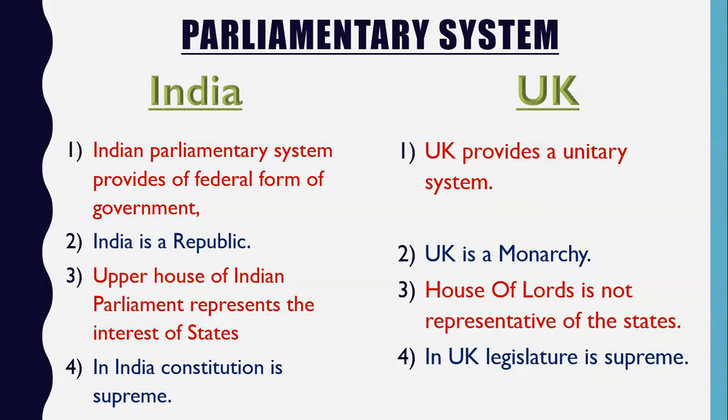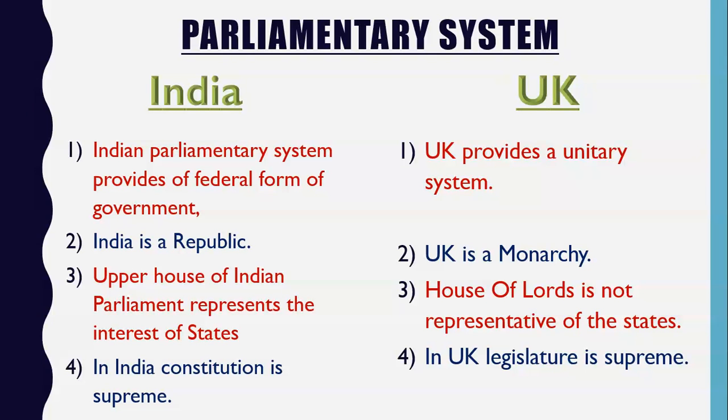So UK is a monarchy, means the post of the ruler or head of the UK is not elected. The post of the ruler of the UK is hereditary, means the son of the king will become the next king. So this happens in the United Kingdom.